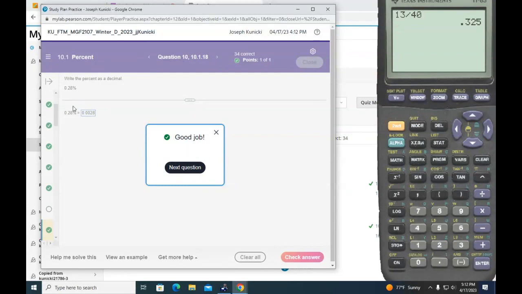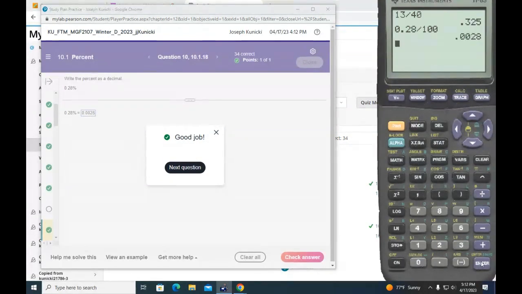See, if you get stuck, well, you can use the calculator, come to think of it. Oh, can you? No, there's no percent sign on this calculator. But here's what you could do, watch. I could do 0.28 divided by 100, because now x is 0.28, you see?